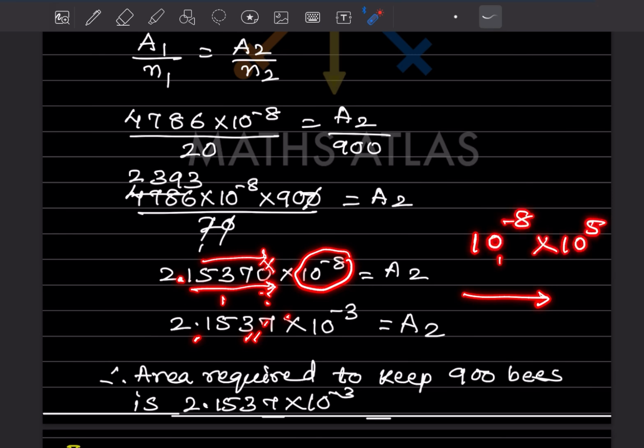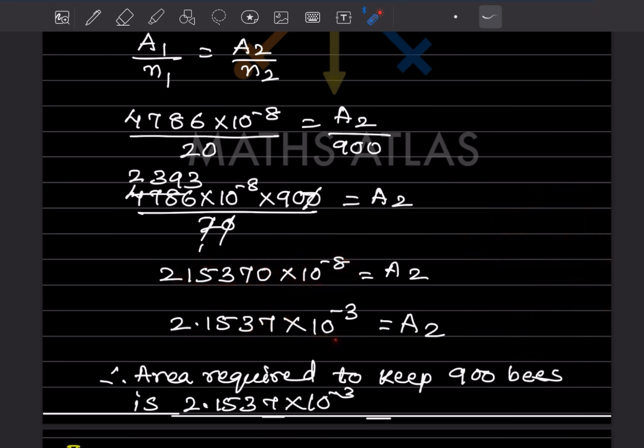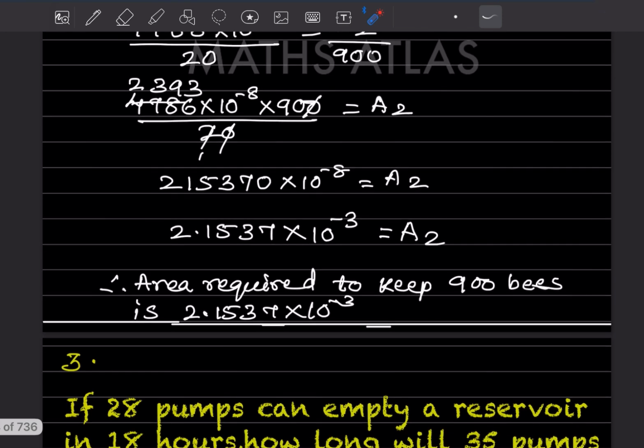You know the base is the same, so you are going to add the exponents. That is going to be 10 raised to minus 8 plus 5, which is minus 3. So here you write minus 3. I hope this part is clear to you. So we'll write 2.1537 into 10 raised to minus 3, that is A2. So the area required to keep 900 bees is 2.1537 into 10 raised to minus 3 kilometer square.